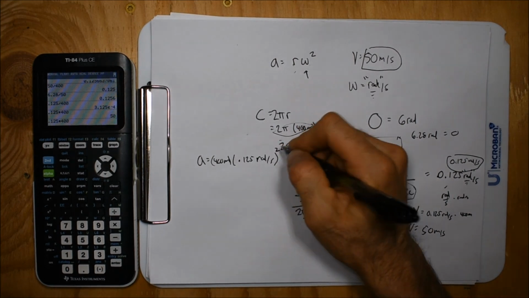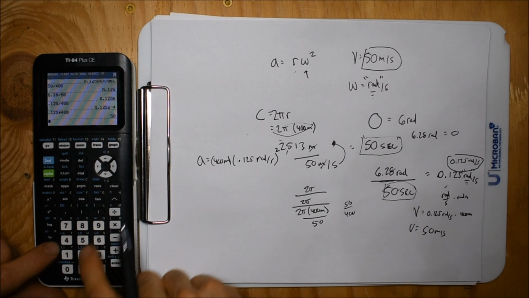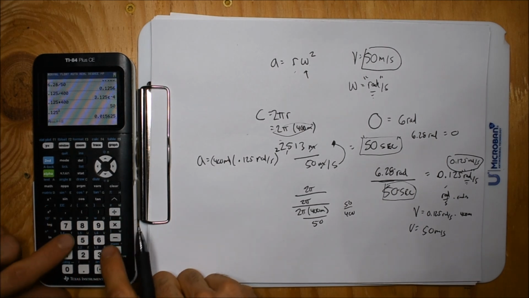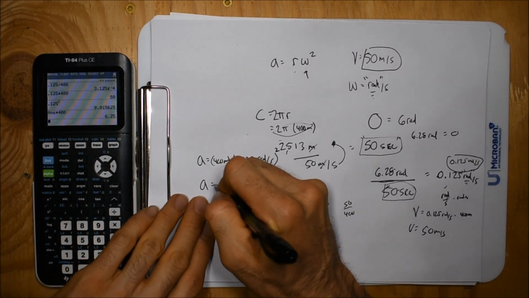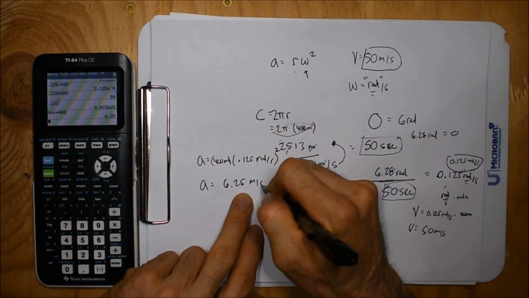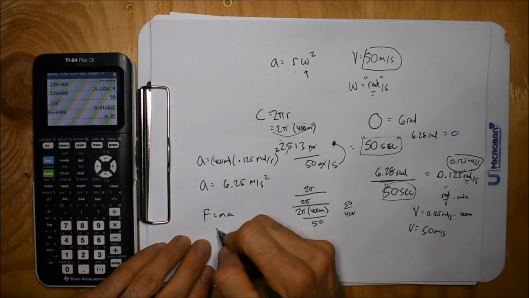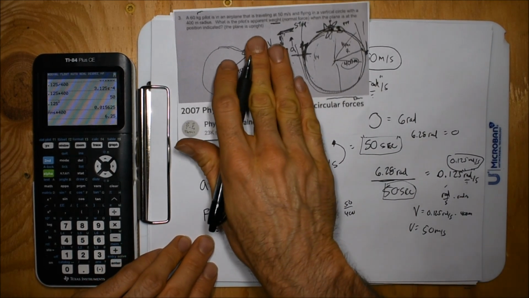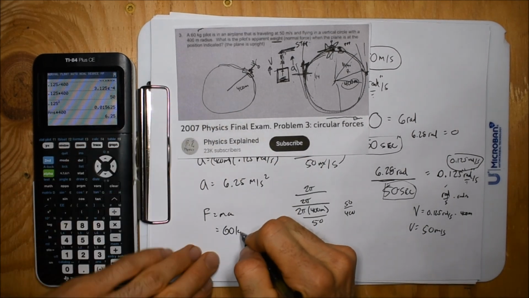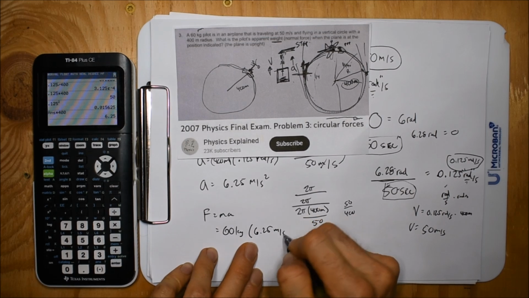Oh, no, 0.125 squared. I apologize. You got to square that stuff. So 0.125 squared times 400. Hey, we get an acceleration of 6.25. Well, that's a decent acceleration, meters per second squared. And F equals ma. The mass again was 60 kilograms, and we got an acceleration of 6.25 meters per second squared.